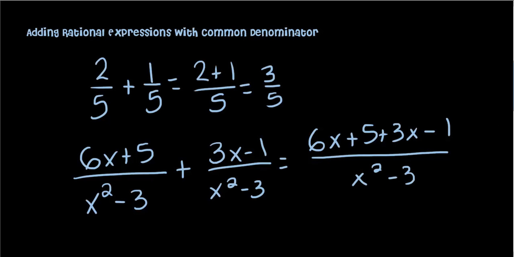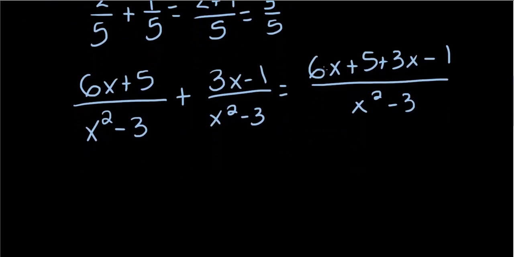So then we combine like terms. 6x plus 3x, that is 9x. And then 5 minus 1 is going to be plus 4 over x squared minus 3. We also have to find the value or values of x for which the expression is undefined. This means the value or values of x that make the denominator 0.